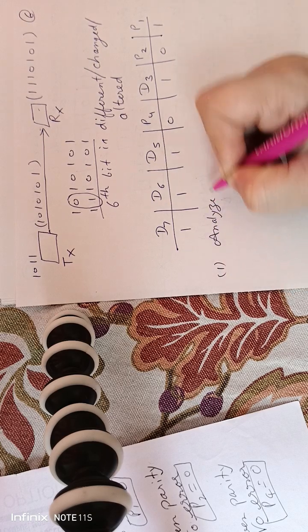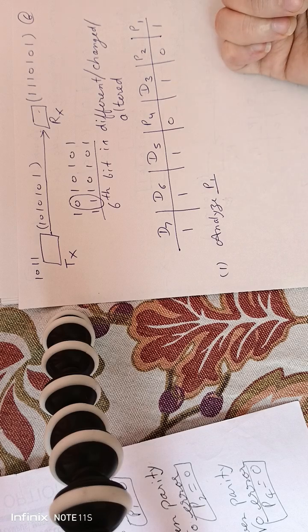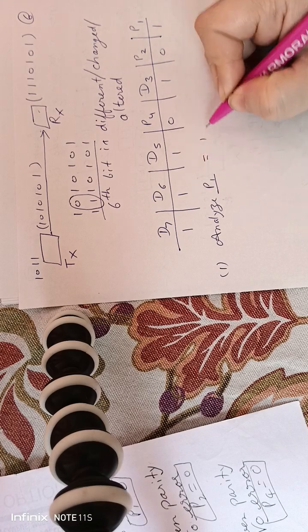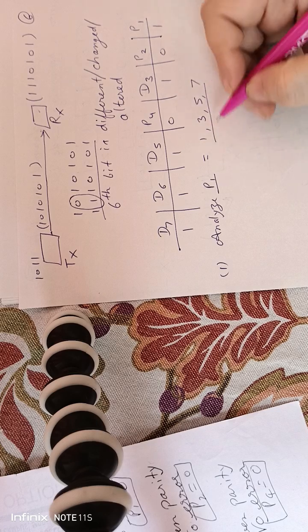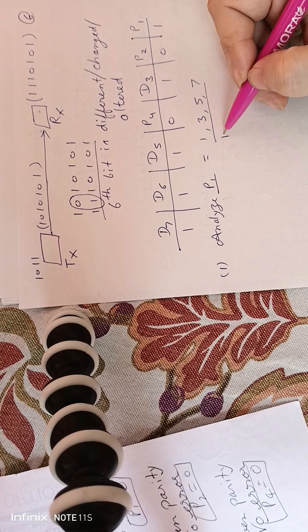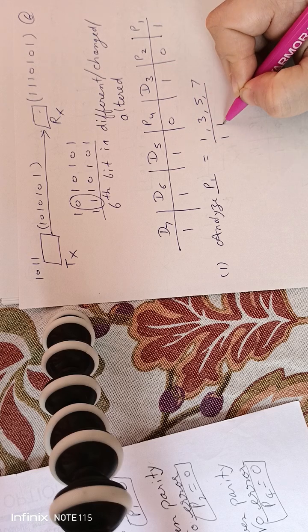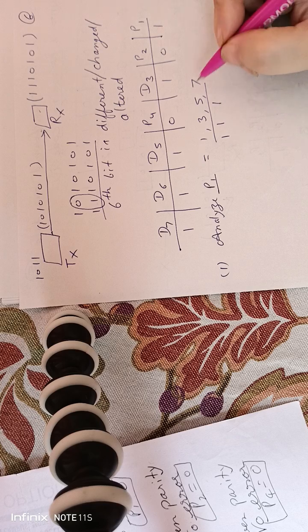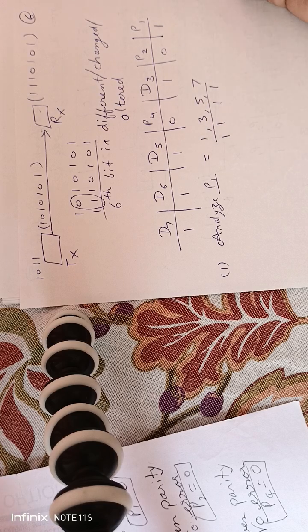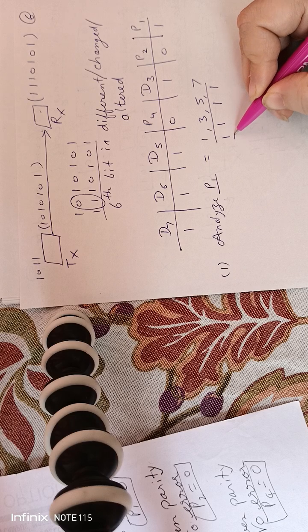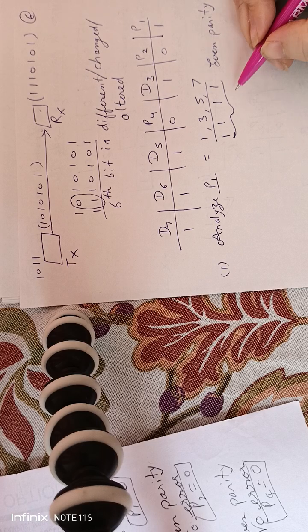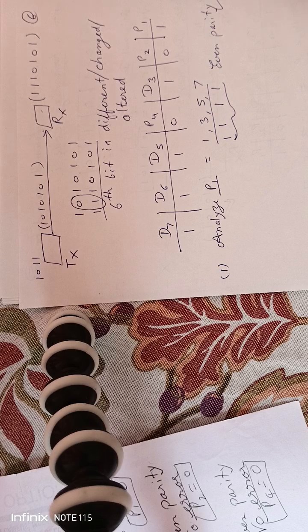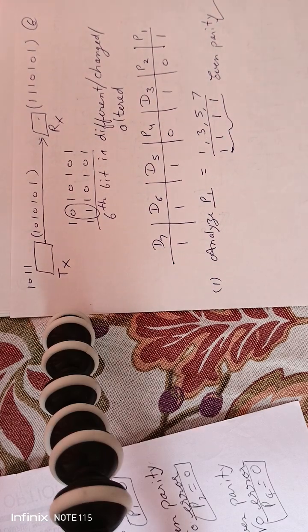So analyze P1 parity. For P1 we know that we have 1, 3, 5 and 7. Now write down the values. For 1 we have 1, for 3 we have 1, for 5 we have 1, for 7 also we have 1. Now you can say that here an even parity holds. Even number of ones means even parity. Done. Right? This is right.